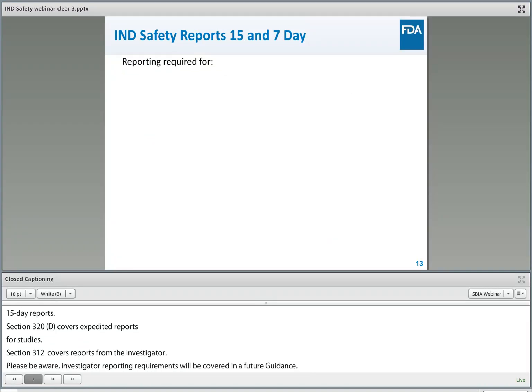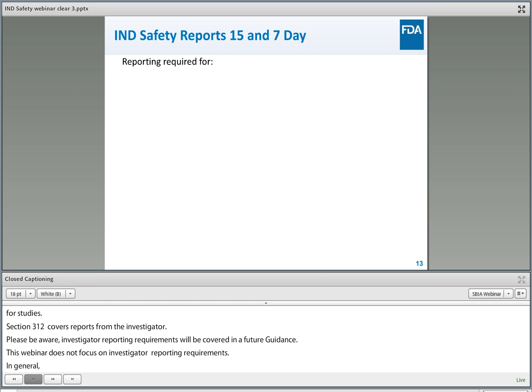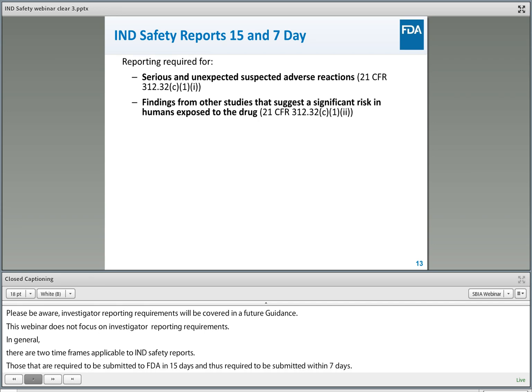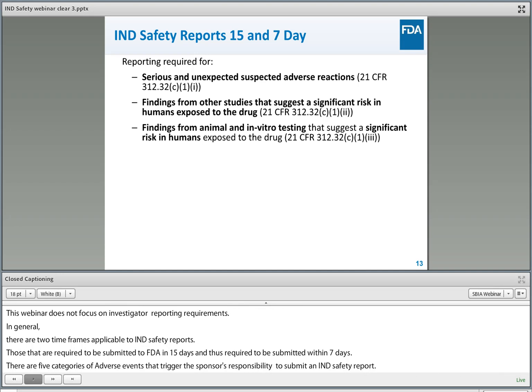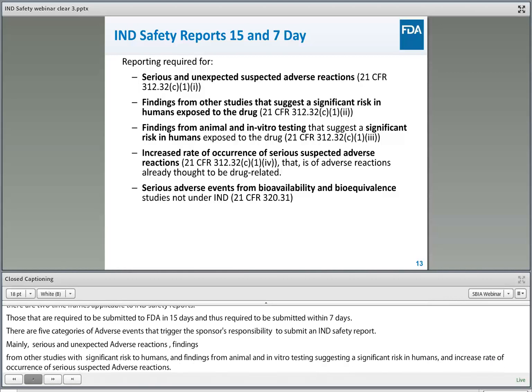In general, there are two time frames applicable to IND Safety Reports: those that are required to be submitted to FDA in 15 days, and those that are required to be submitted within 7 days. There are 5 categories of adverse events that trigger the sponsor's responsibility to submit an IND Safety Report, namely, serious and unexpected adverse reactions, findings from other studies suggesting a significant risk in humans, findings from animal and in vitro testing suggesting a significant risk in humans, an increased rate of occurrence of serious suspected adverse reactions, and serious adverse events from BA and BE studies not conducted under IND.